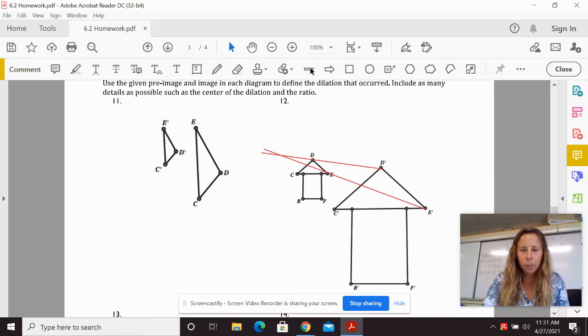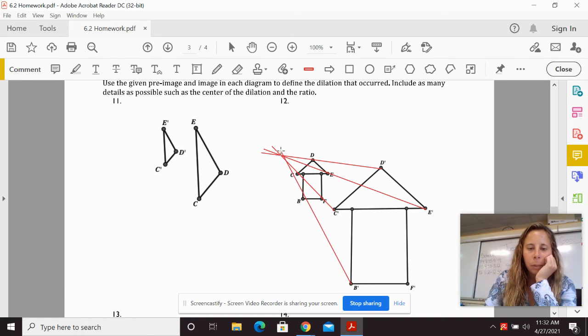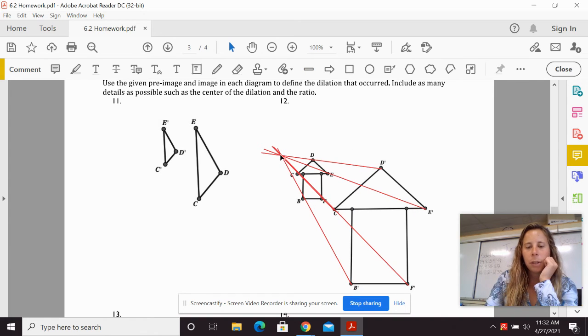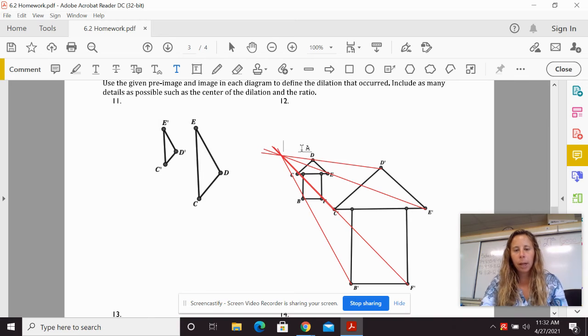Okay, so that's probably our intersection point, but let's make sure everything crosses there. C to C prime, and then extend it. B prime to B, and then extend it. And then F prime to F. Those are on the same lines. There we go. So there is your center of dilation. Okay. So you can label that if you want. I'll go ahead and label it. What's not used? We'll put S.